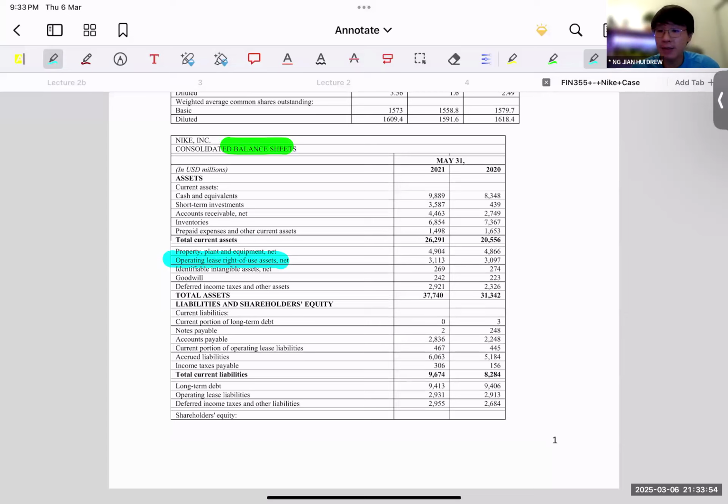This Nike case is actually part of our, yeah, you can download from our T group. Yeah, right.